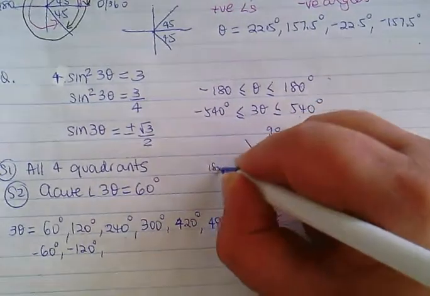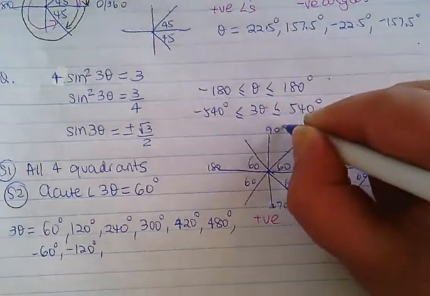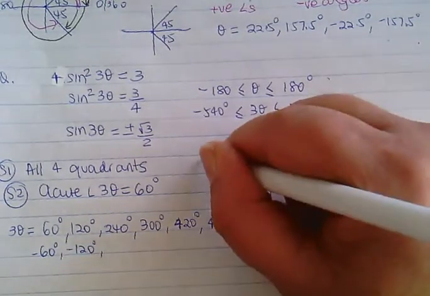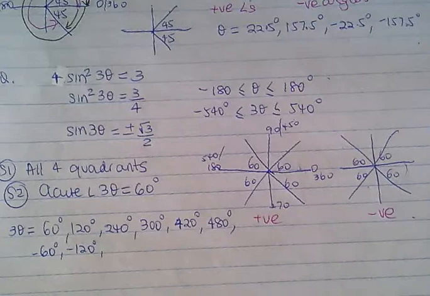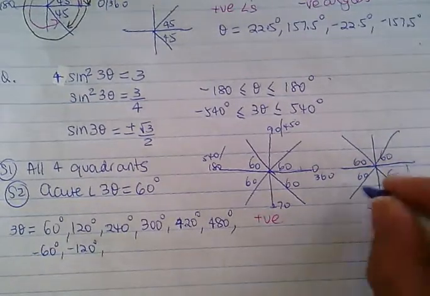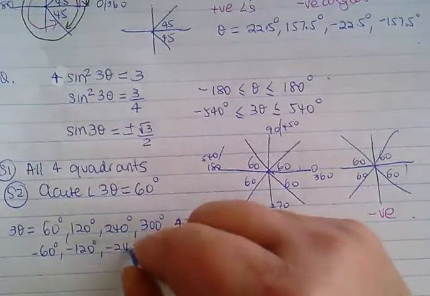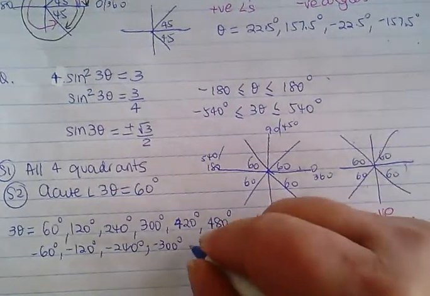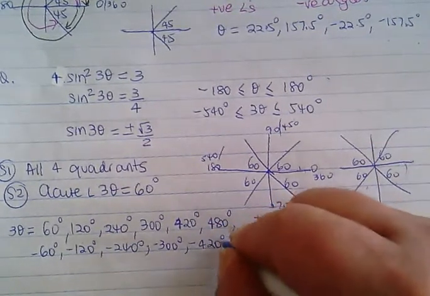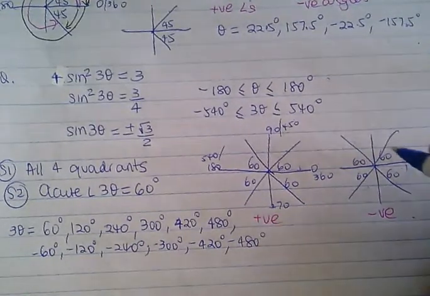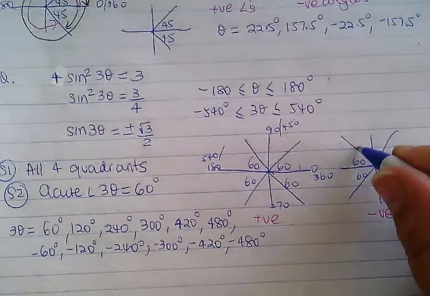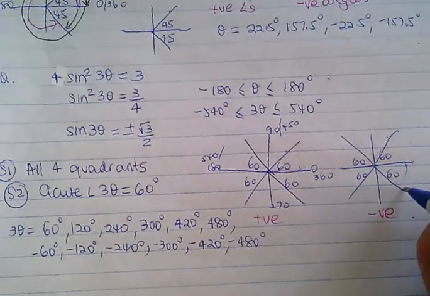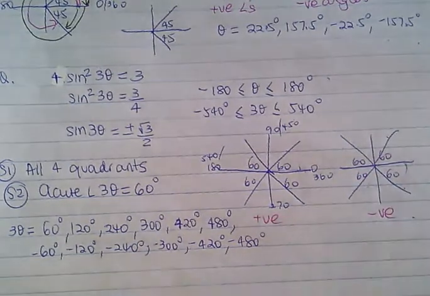0, 90, 180, 270, 360. But then we go 450. What's this one? 540. You stop at 540. And this one, negative 60, negative 120, negative 240. Got it? Negative 300, negative 360, and another negative 60 is negative 420. And it looks like they're going to be the same, negative 480. You okay? Look, negative 60, negative 120, negative 240, negative 300, negative 360 and another negative 60 is negative 420. Negative 360 and negative 120 is negative 480.